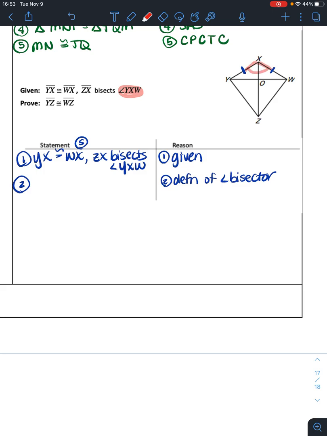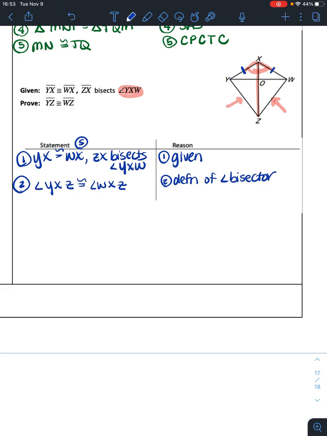It says YXW. Here's YXW, that angle right here. So XZ cuts that. So angle YXZ is congruent to angle WXZ. Okay, so here's what I'm trying to prove. I want to prove that YZ is congruent to WZ. But if you look at the pieces that we have so far, we don't have enough information about any of the triangles that are tied to that.